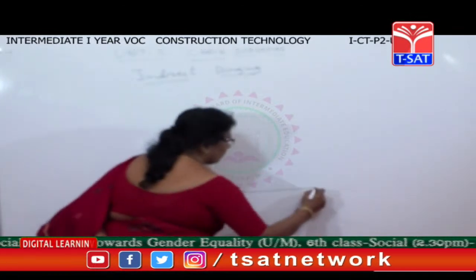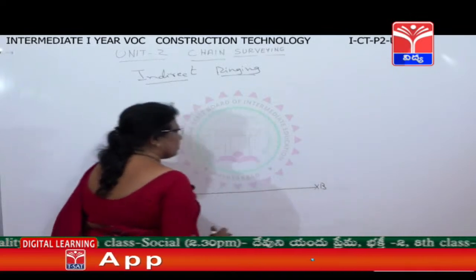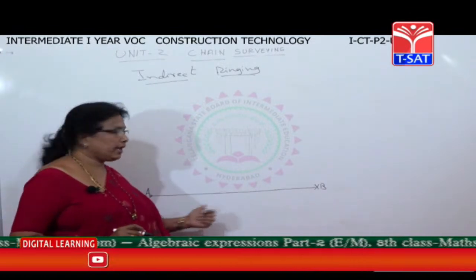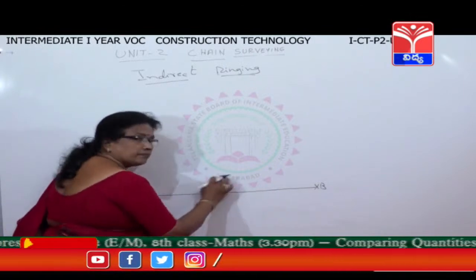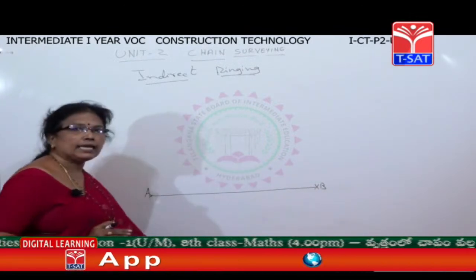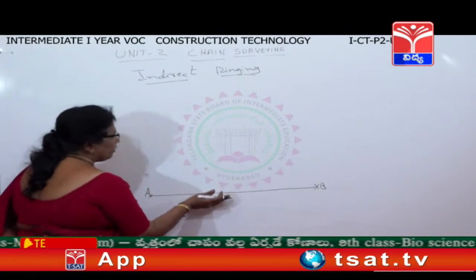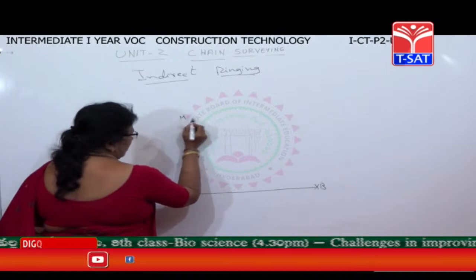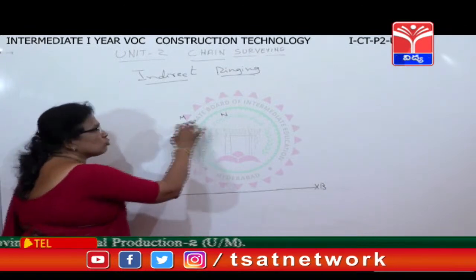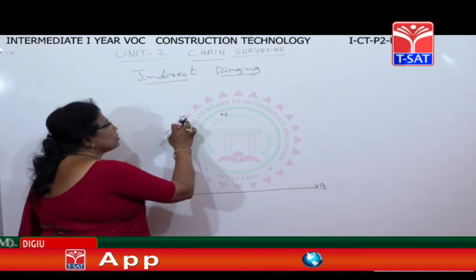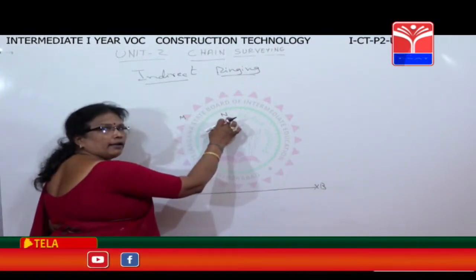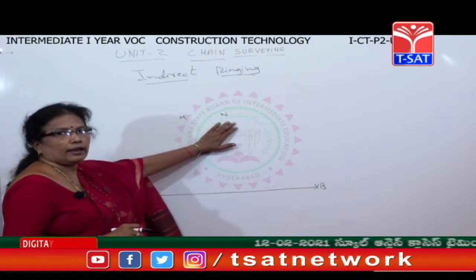This is the line we have to measure, A and B. But due to some disturbance, such as high ground, person A cannot see B and B cannot see A. At that time you take two more points, M and N. You have to take these two points such that the person at A is able to see M and N, and the person at B sees both points M and N.